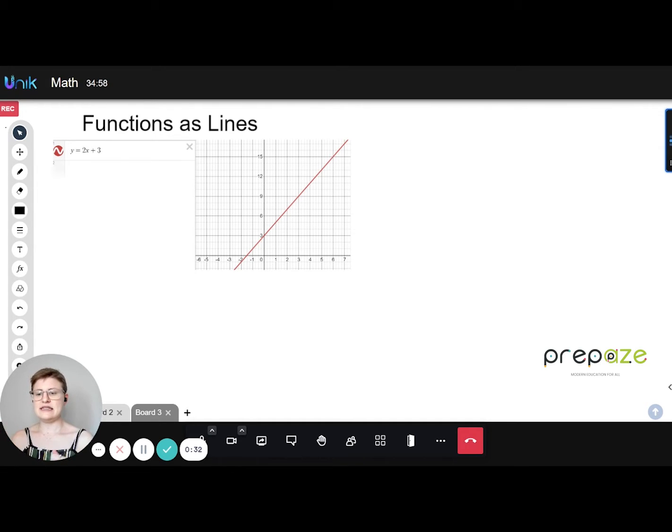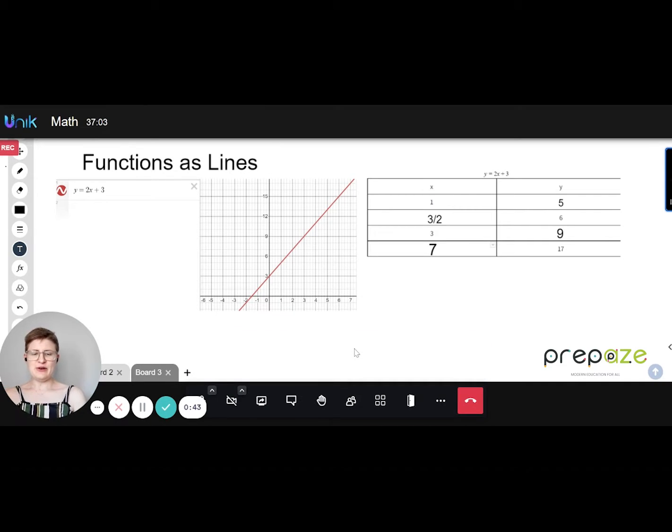The wonderful thing about lines is that there's a constant rate of change between one value and the next value, one input to the next input. And I'm going to explain that more in depth in this video. So I filled in the missing values from the episode 3 video. If you didn't fill that out, here's your little cheat sheet. And here we've got a set of ordered pairs. Our x value produces our y value. So we've got 1 makes 5 with this function, 3 halves makes 6, 3 makes 7, and 7 makes 17.